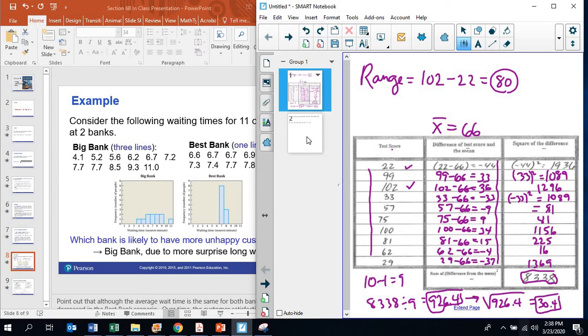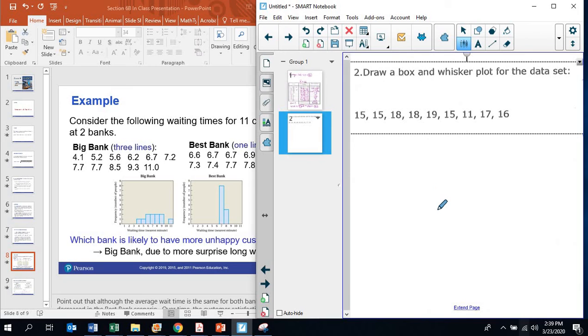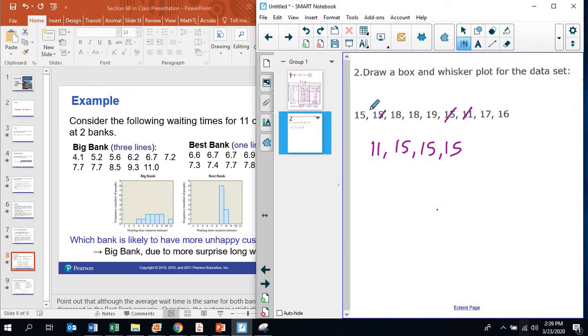So if we come back over here, this is going to be in your new packet that you'll have to download as a PDF from D2L, and this is titled box plots. Okay, so in order to find your box plot, the first thing you have to do is put things in order. So we get 11, and then there are 3 15s, and we have to list each one of them individually. Then we do 16, and then 17, 2 18s, and a 19. Okay, so now we're in order.